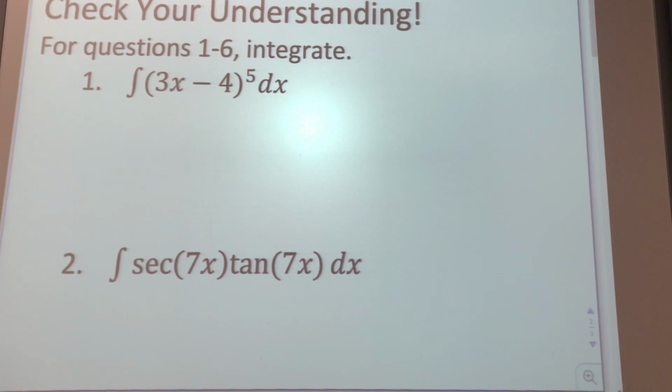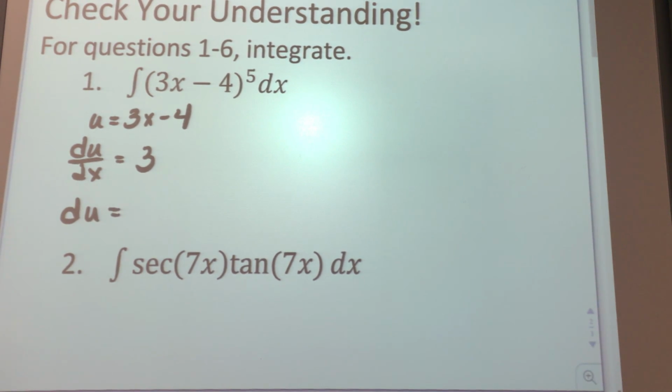Okay, so what we're going to do is for each one of these go through the steps. And the first step is to determine what the inside function is, and in this case it's 3x minus 4. So we're going to set u equal to that. So the next step is to find the derivative of u with respect to x, and then solve for du. So each time we're solving for du, we're multiplying by dx.